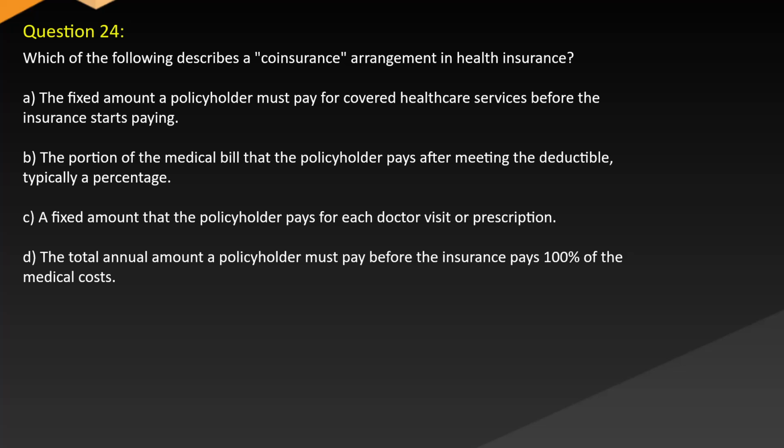Question 24. Which of the following describes a coinsurance arrangement in health insurance? A. The fixed amount a policyholder must pay for covered healthcare services before the insurance starts paying. B. The portion of the medical bill that the policyholder pays after meeting the deductible, typically a percentage. C. A fixed amount that the policyholder pays for each doctor visit or prescription. D. The total annual amount a policyholder must pay before the insurance pays 100% of the medical costs.